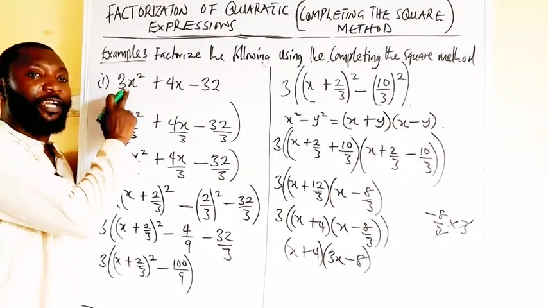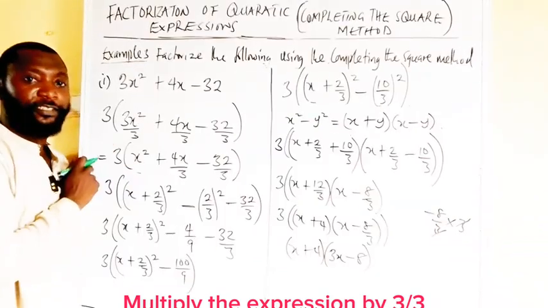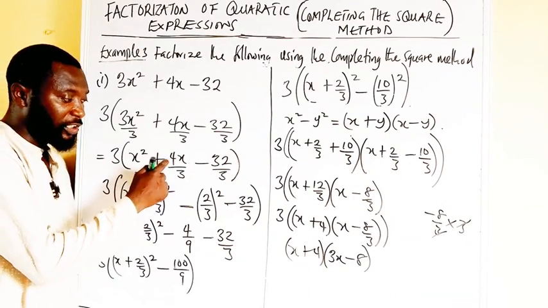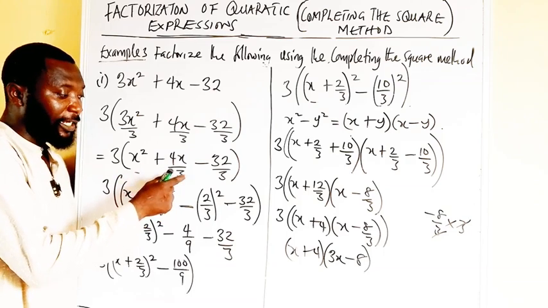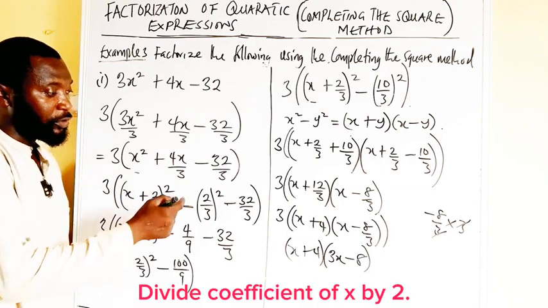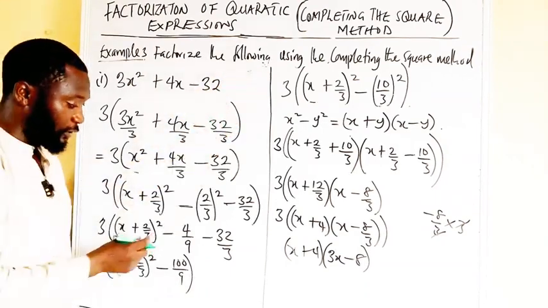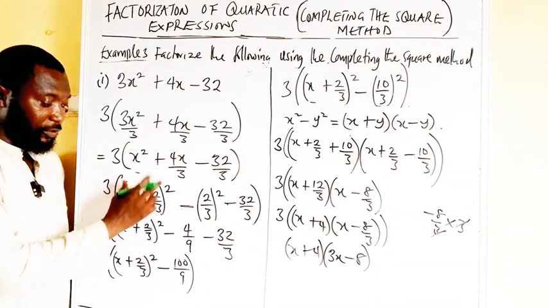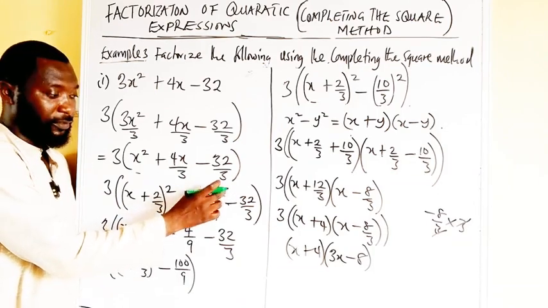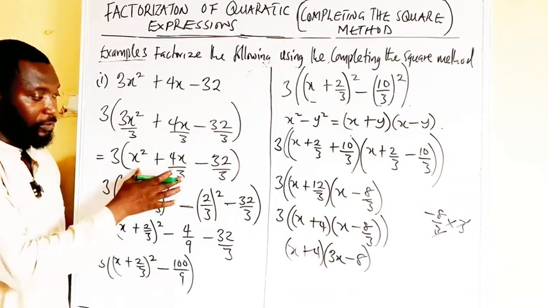Step 1, factorize out the coefficient of x squared. We have this. Next thing, consider the coefficient of x. The coefficient of x here is positive 4 over 3. Now that 4 over 3, positive 4 over 3, divided by 2, we got 2 over 3. That 2 over 3, add it to x, then square it. Then minus the same 2 over 3 squared. Then because we have minus 32, these two together will give us this.